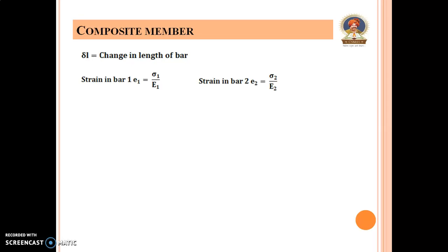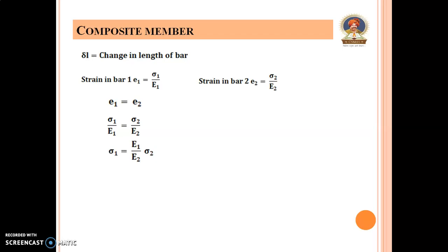Now e1 is equal to e2, that is, strain in bar 1 is equal to strain in bar 2, because both the bars are connected parallel to each other and a compressive type of load is acting on the bars. So the decrease in length of the bars must be equal. Therefore, strain in bar 1, e1, is equal to strain in bar 2, e2. So the equation becomes sigma 1 upon capital E1 is equal to sigma 2 upon E2. Now we are going to simplify this equation.